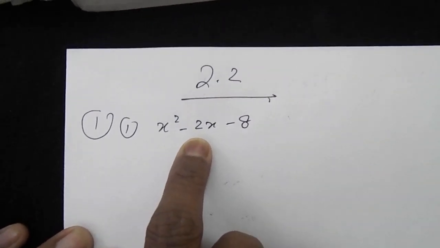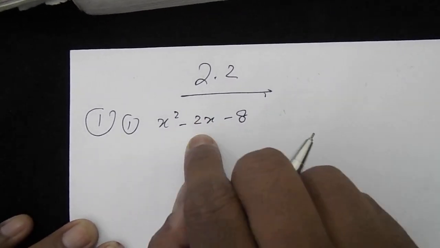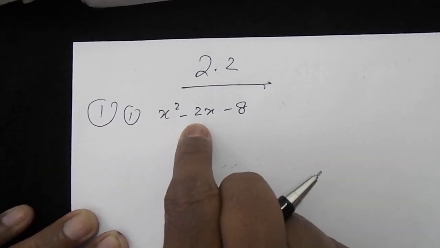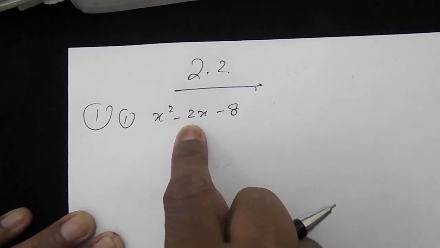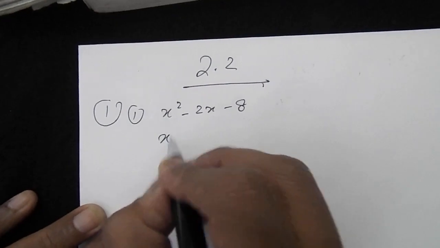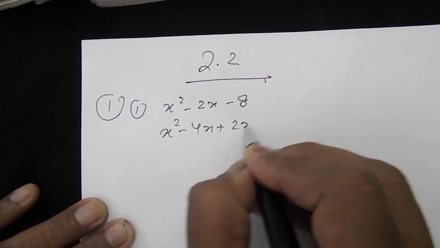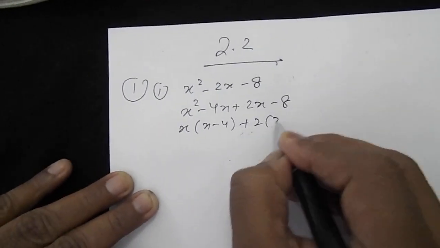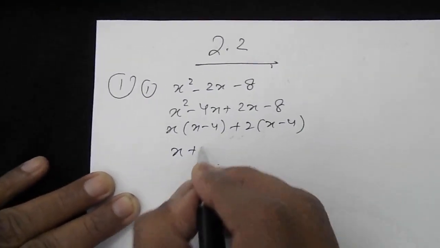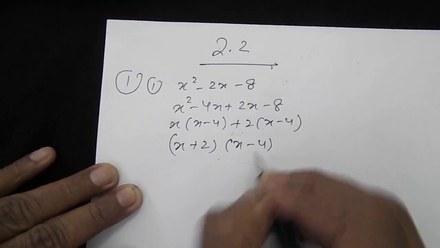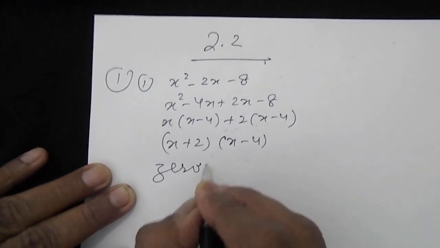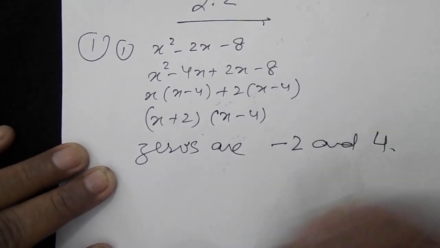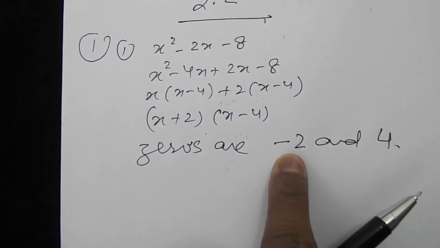Try to split the middle term. Here the sum we need is minus 2x and the product we need is minus 8. So we split the middle term as minus 4x and plus 2x. So x square minus 4x plus 2x minus 8. We take x common from the first two terms and 2 common from the next two terms. So we get x plus 2 into x minus 4. This shows that the zeros are minus 2 and 4.